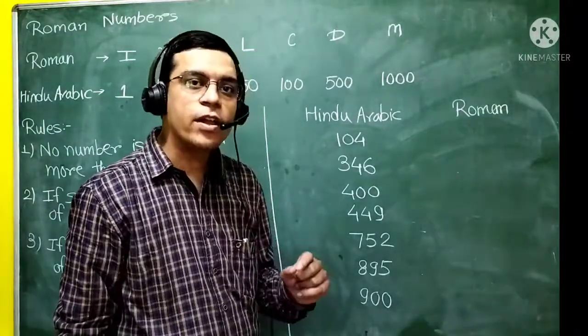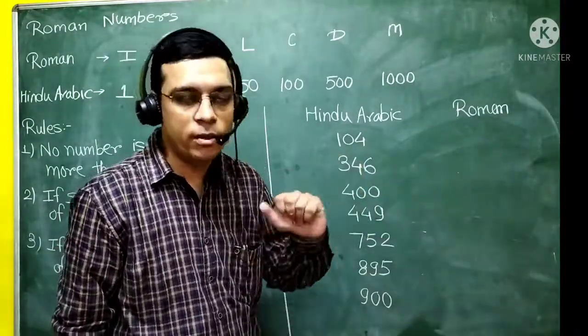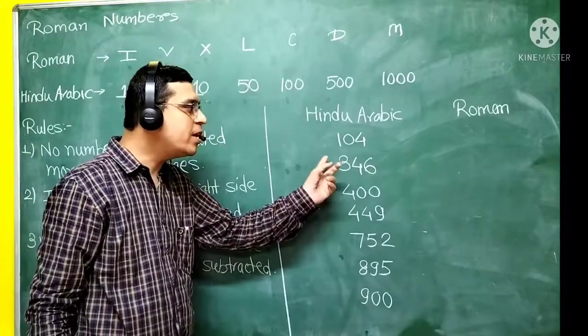Okay, now we are going to write 3-digit numbers in Roman numbers. So the first number is 104.